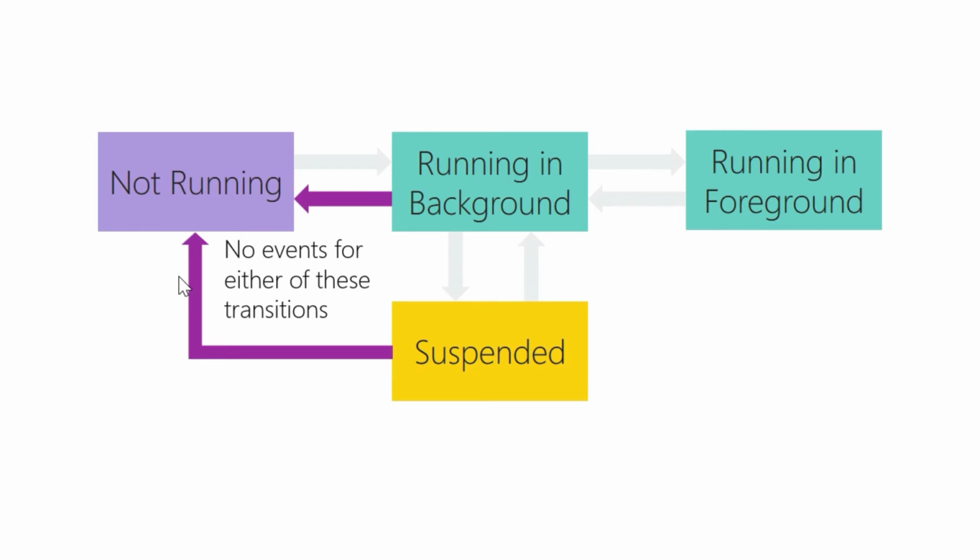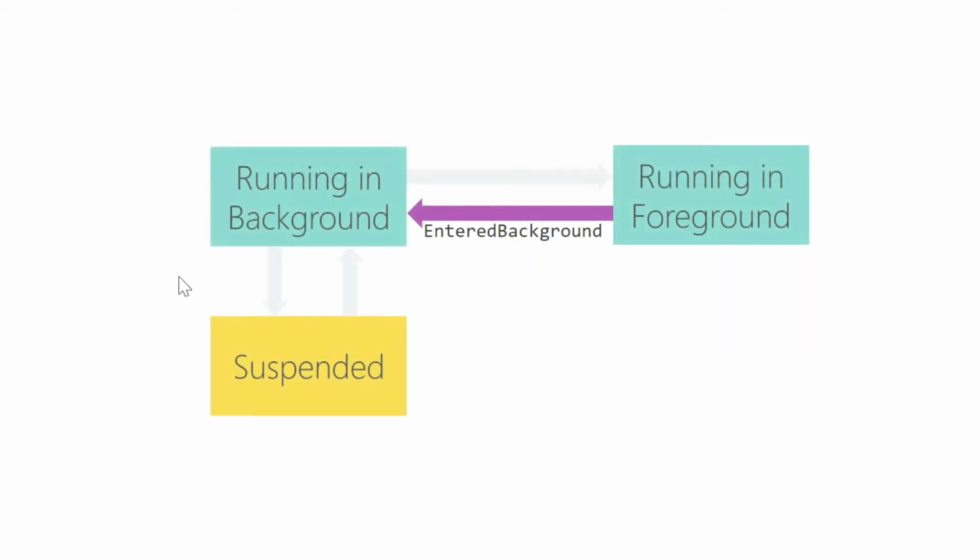So if we put all that together, then the guidance that Windows provides is that you should save the user's work when you enter the background. Any later and it's going to be too late. For example, if you saved it here as you entered the suspended state, remember, there's a possibility of leaving running in background and going right to not running without going through suspended. So that would be too late. Entered background is a better choice. So the guidance is subscribe to the entered background event, save the user's work there.